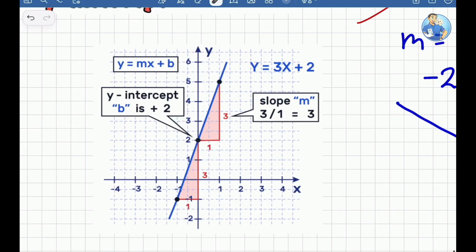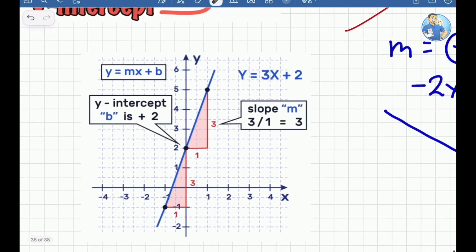If the y-intercept is, I don't know, 4, the line is going to cross here. If the y-intercept is minus 1, the line is going to cross here. Okay, that is super important.